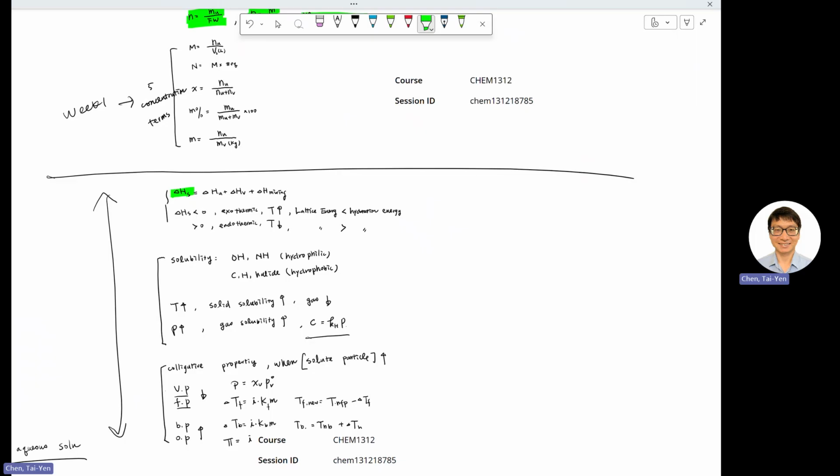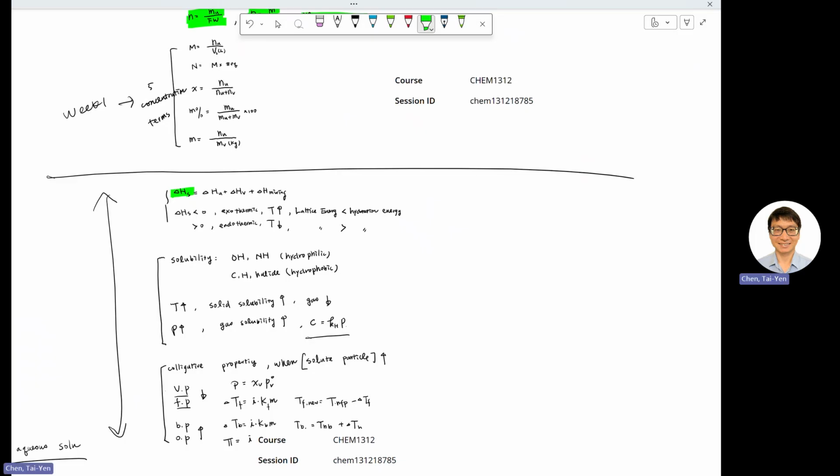Now I want to think about how to form a solution. To form a solution, we must have a solute and a solvent, and then what do you do? You mix them together, right? So what happens after you mix them together? You form a solution, but what does that mean at the atomic level, at the molecular level?